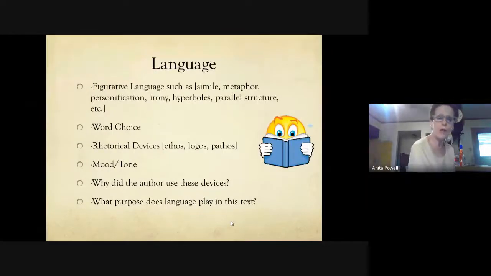Language might be figurative language, the use of similes, metaphors, personification, word choice that the author uses, rhetorical devices. He appeals to our sense of ethics, our sense of logic, our emotions. We look at the mood in the story, the tone, the author's attitude towards what he's writing. And how does this author use all of these literary devices? What is his purpose? And what purpose does language play in the text?